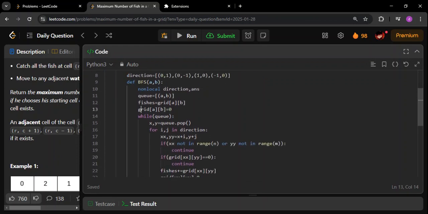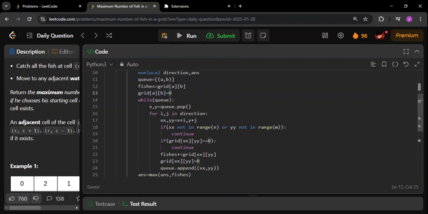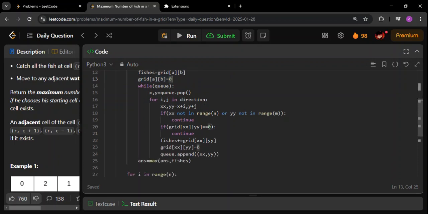Because with this small optimization, I am able to save O(m × n) space complexity. Okay, this is the reason why I'm doing that. Next, we are here. If this cell has some fishes, then we will explore it. Otherwise, we will not be exploring it.